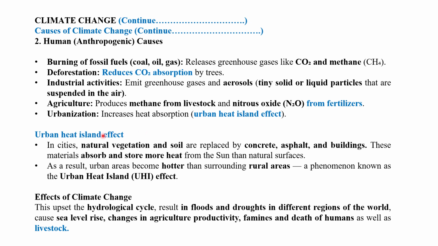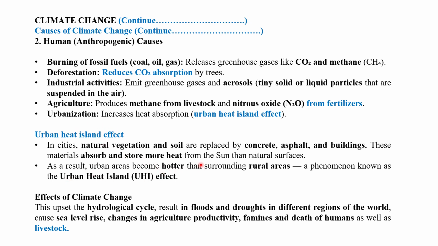island effect. Urban heat island effect means what? In cities, natural vegetation and soil are replaced by concrete, asphalt, and buildings because the people are going to have their own houses. So vegetation is going to be removed. In that case, what is going to happen? These materials, that means concrete, asphalt, and buildings, absorb and store more heat from the sun than natural surfaces. As a result, urban areas become hotter than the surrounding rural areas, a phenomenon known as urban heat island.